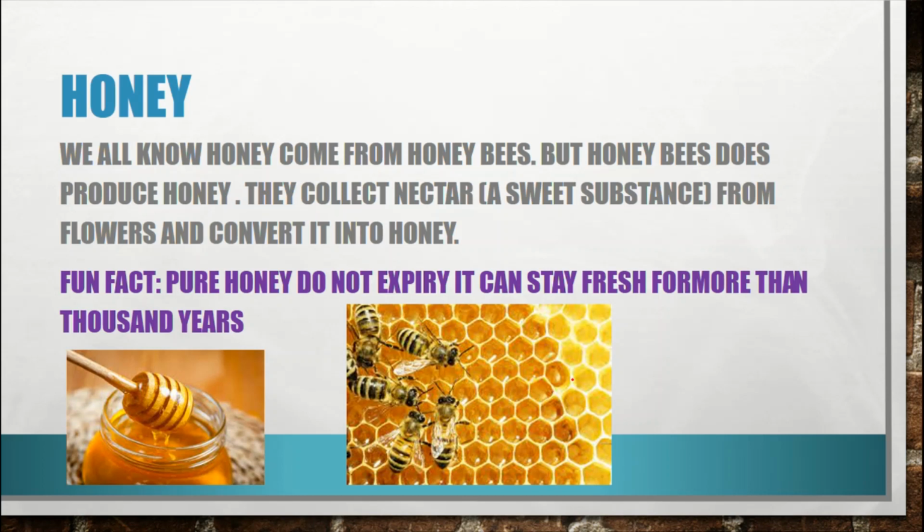The honeybees collect a sweet substance from flowers known as nectar, and then they store it in their beehive and convert it into honey. Why does it store in its beehive? Because the nectar, that is the bee's food, is only available for a period of time in plants. So they store it in their beehives. So we humans get that honey from the beehive.